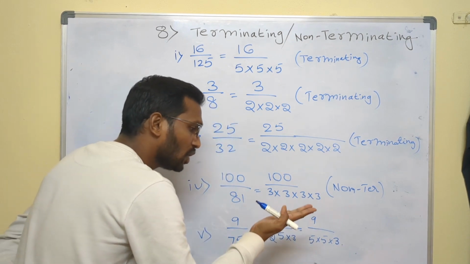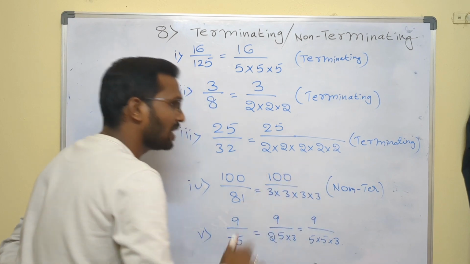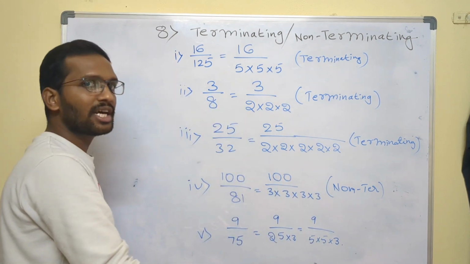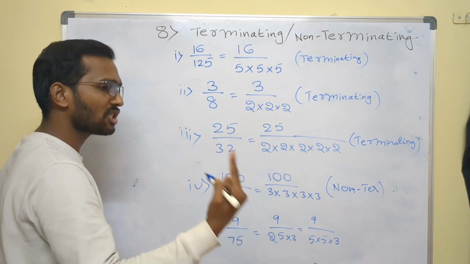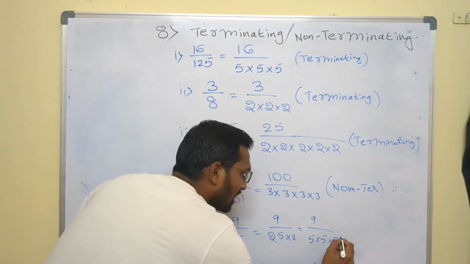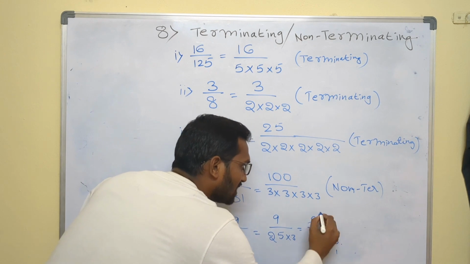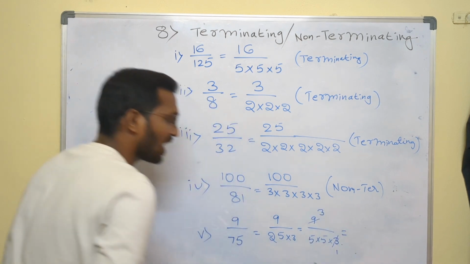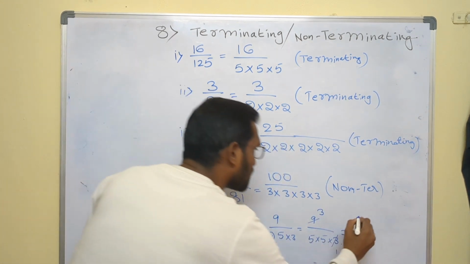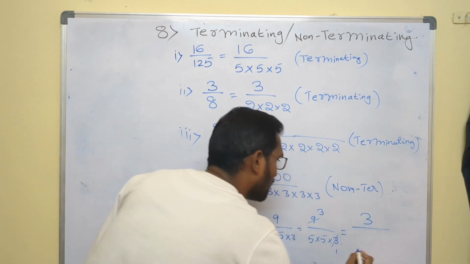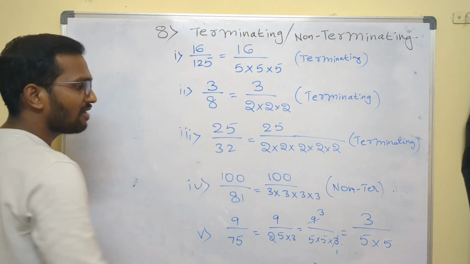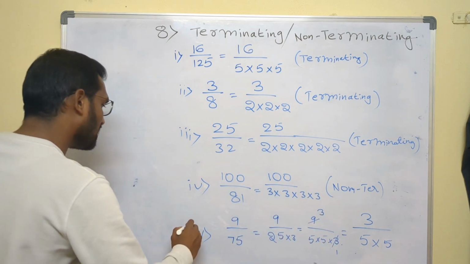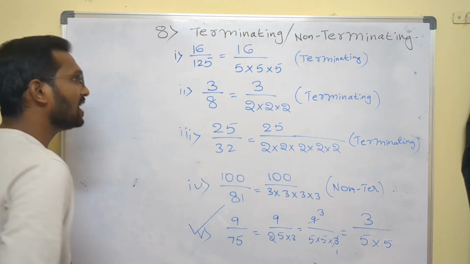So, don't write it as non-terminating. Before writing non-terminating, you need to cross-check whether any cancellation is possible or not. So, here, 3 ones are, 3 threes are. Now, if we write this final step after simplification, 3 divided by 5 into 5. Now, if we observe the denominator, we have only 5's. So, this is having a terminating decimal.